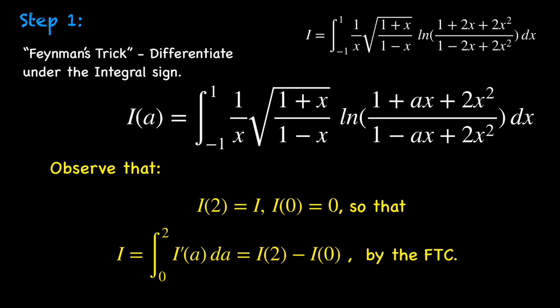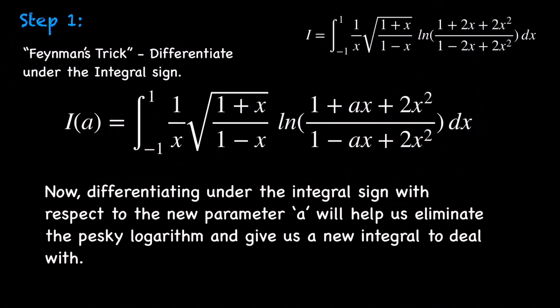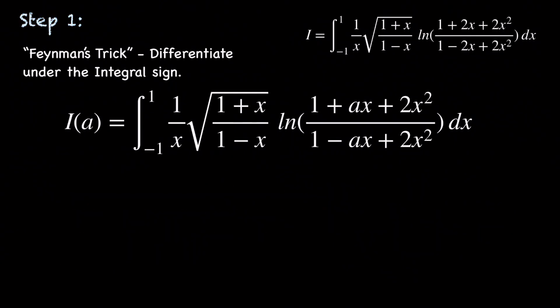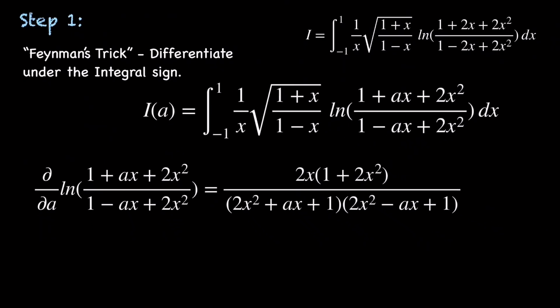Now observe that I of 2 is equal to I, and I of 0 is equal to 0, so that by the fundamental theorem of calculus, we get this result, creating the integral from 0 to 2 of I prime of a. So our goal will be to find I prime of a. Now differentiating under the integral sign with respect to our new parameter a will help us eliminate that pesky log in the logarithm. So the partial derivative with respect to a of that logarithmic function gives us this rational function.